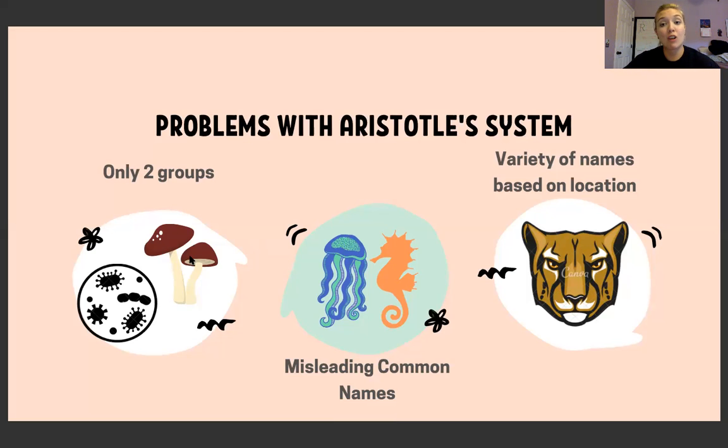From there, talking about common names of organisms, Aristotle's system produced organisms with common names. My example on the slide is a jellyfish and a seahorse. A jellyfish is not a fish. It's not even close to being a fish. And a seahorse is a fish, but their names are misleading and confusing and really strange. And also think about a sea cucumber. It is not a cucumber. It's not even a plant. It is an animal, and we are naming it wrong. Whatever. I'm mad about sea cucumbers.